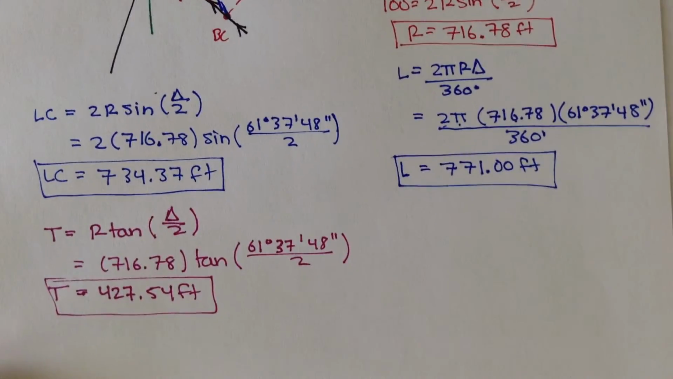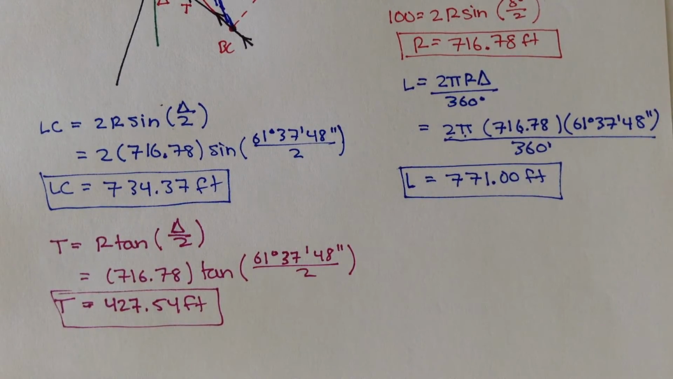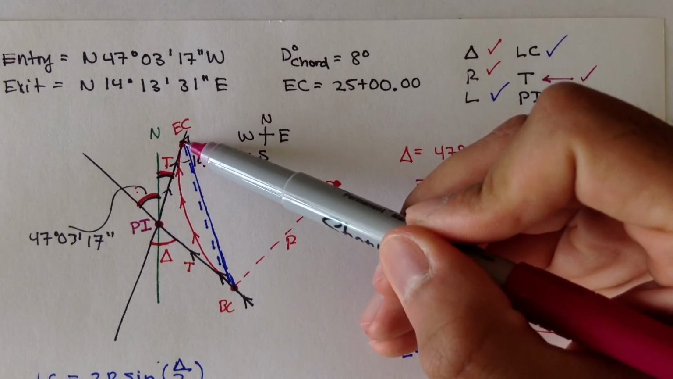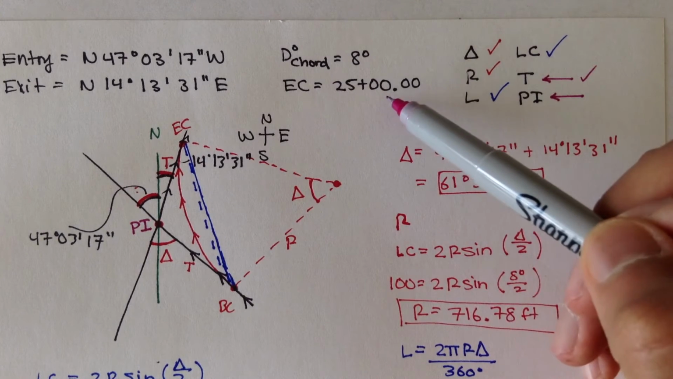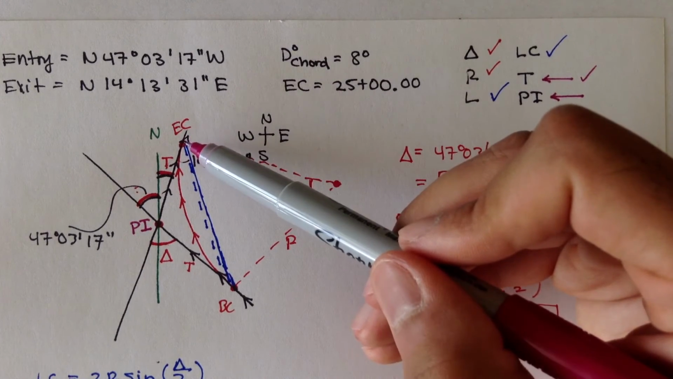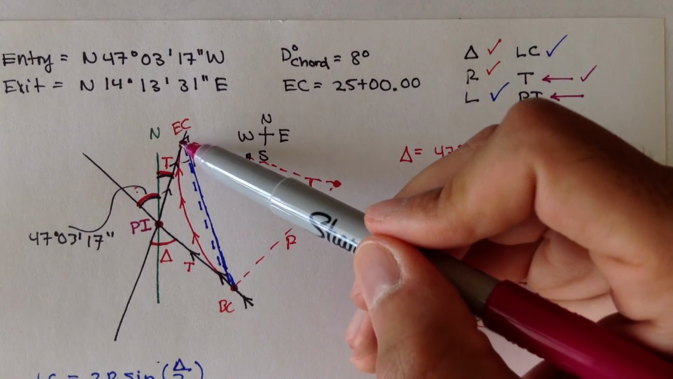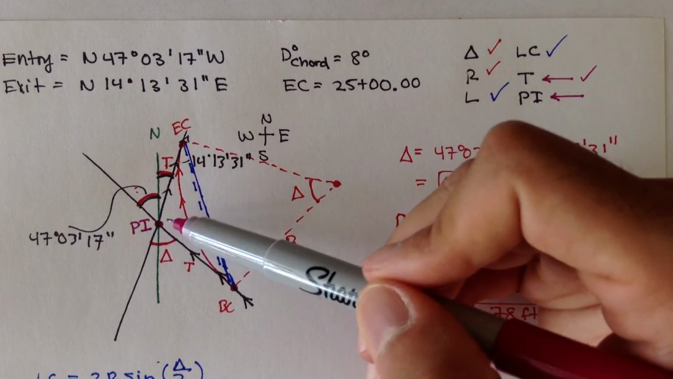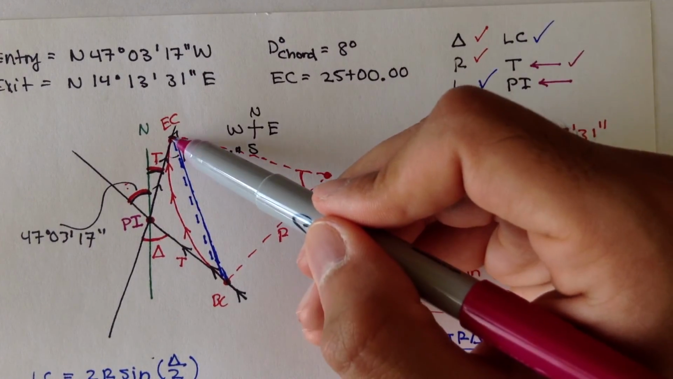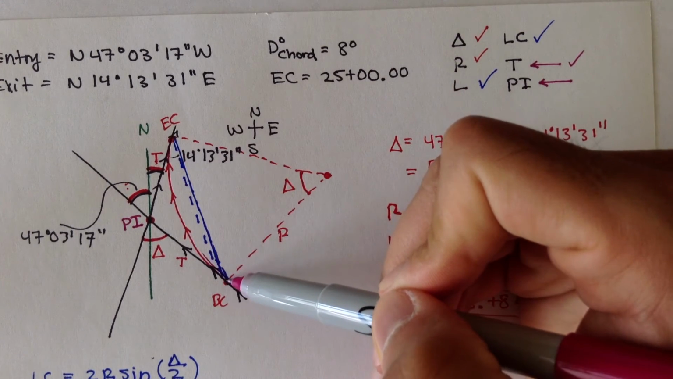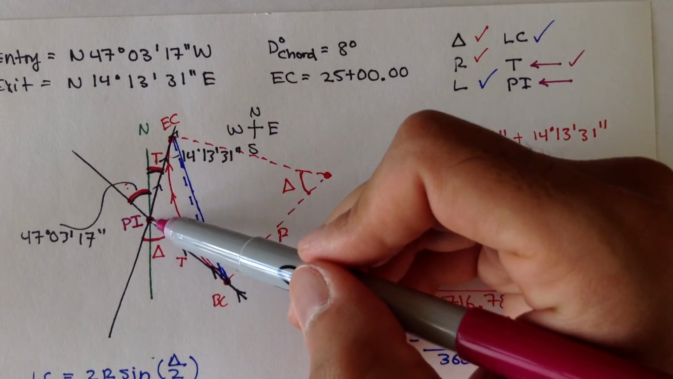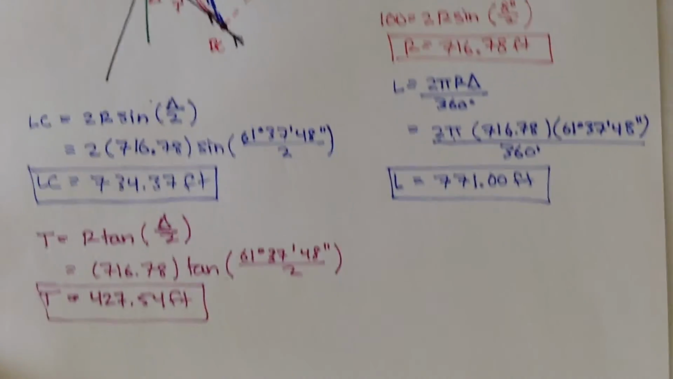Now, to find our point of intersection, remember, we are given the EC, the station, 25 plus 00. That's our ending of curve, right? Our EC. We can't subtract this distance T to just get PI. What we need to do first is subtract L to find BC. Then to BC we add T to get our PI. Okay? So let's do that.